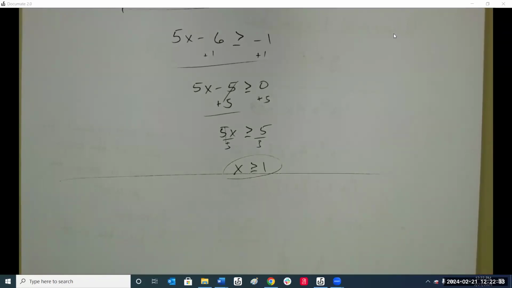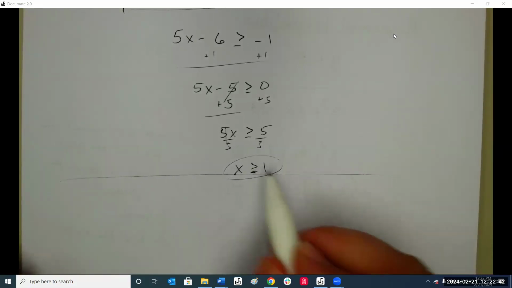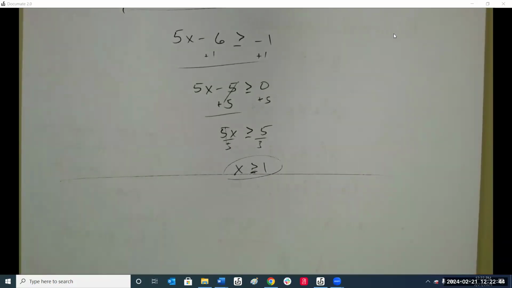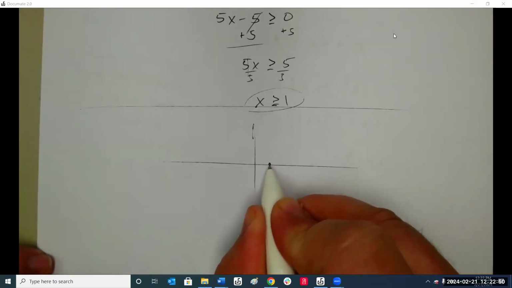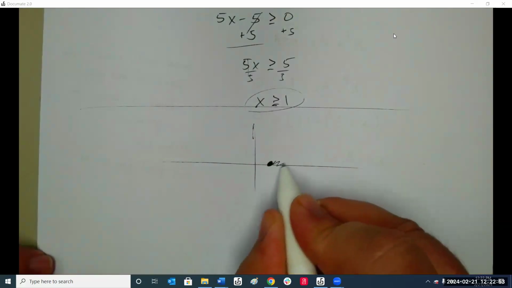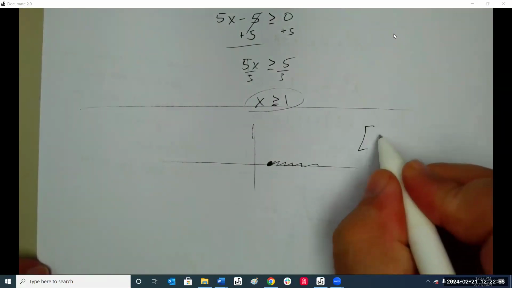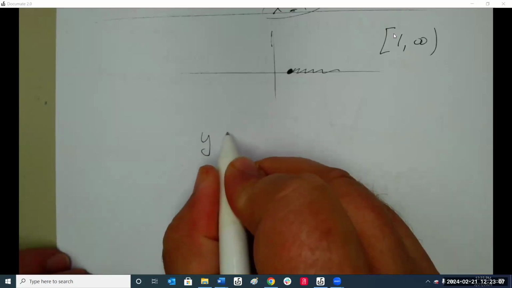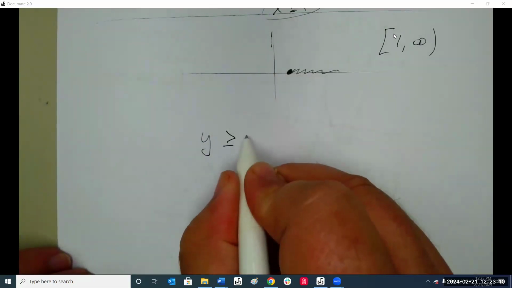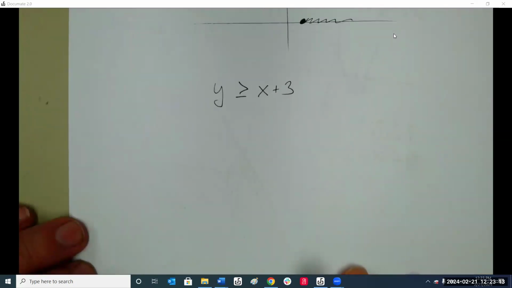Does greater than or equal to make a difference? Yes, there is, because if we were to graph this, we'd start off with a solid dot and everything there. So it would be 1 to infinity. If it didn't have that equal sign, then it'd be a parenthesis and an open circle. Or, let's go back to this one.